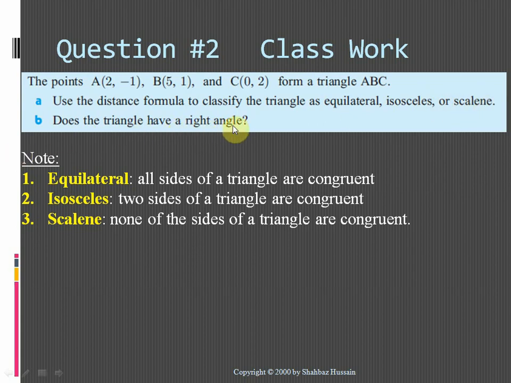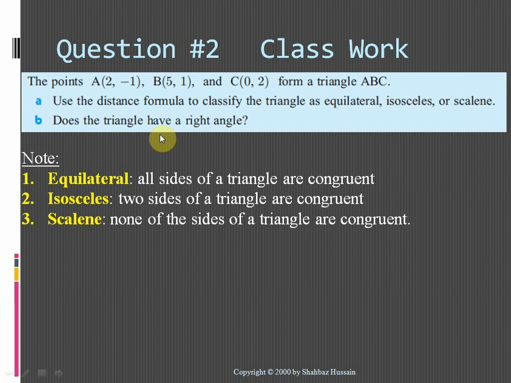Does the triangle have a right angle? First, we say use the distance formula to classify. First we have to classify what type of triangle becomes. What type of triangle is ABC when three points meet with each other? When we plot three points, we can connect them. So what type of triangle is made? Either a triangle is equilateral, isosceles, or scalene.